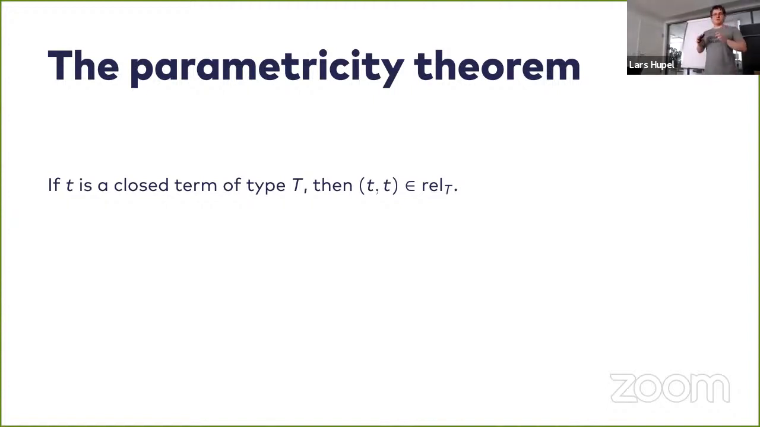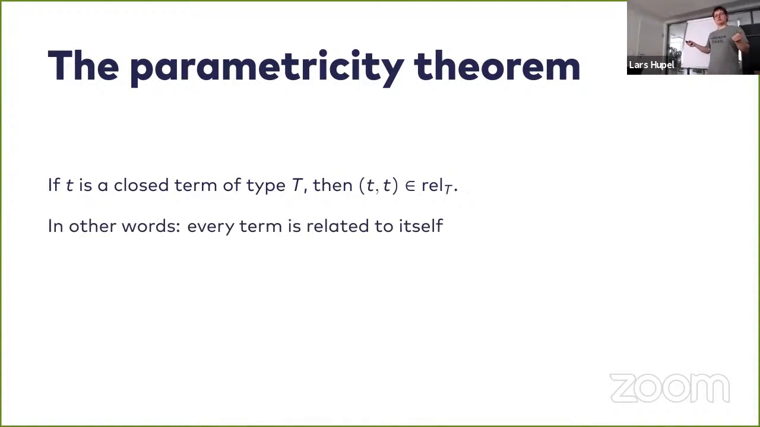So the central theorem in this entire story is the so-called parametricity theorem, and it looks kind of simple. What it says is that if we have any Haskell term of a particular type, so small t and big T, then this term t is related to itself according to the relation of that type. Yeah, so every term is related to itself. But yeah, what's the point of all this?